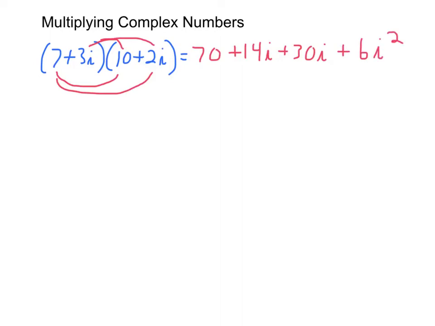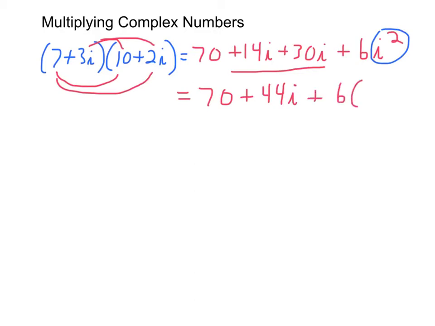And usually when we do FOIL, we can combine the inners and outers together, so we go ahead and do that. So that would be 44i. But now also here, remember this i squared right here, we want to replace that with negative 1. So that's plus 6 times negative 1, which is really minus 6. So we have 70 minus 6. Those end up being like terms as well. So what's 70 minus 6? Well, we'd have 64 plus 44i for our final answer.